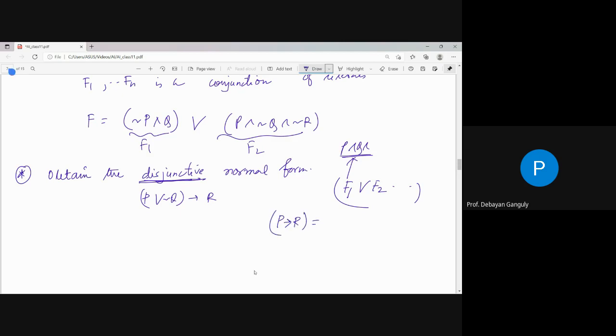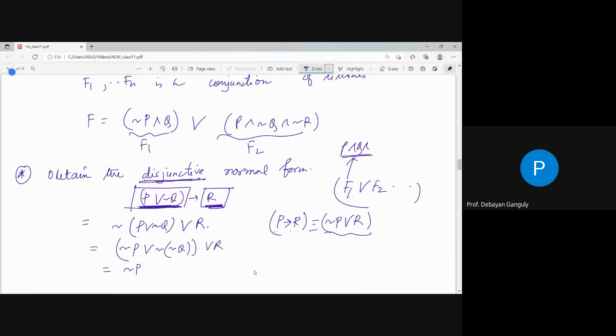As I said the other day, P implies R is equivalent to not P or R. You take this whole part as P and this part as R. Then you can write not P or R, and then not of not, so you can apply De Morgan's law. This gives not P, or not of not Q, or R. That is, not P or Q or R. This is the disjunctive normal form.